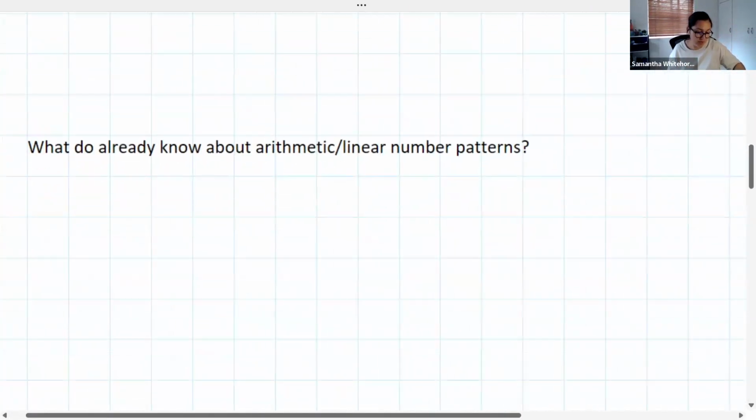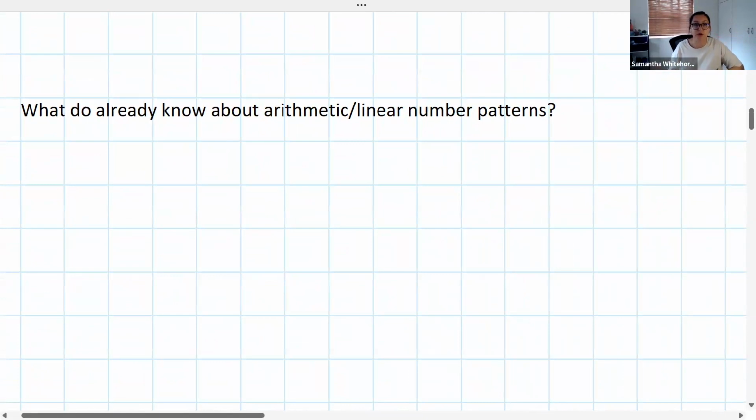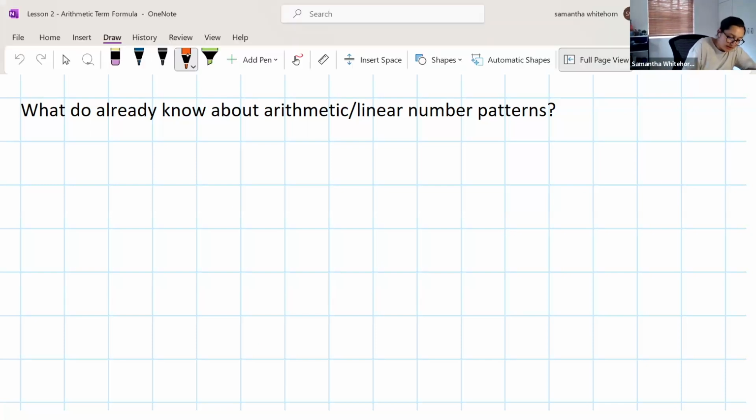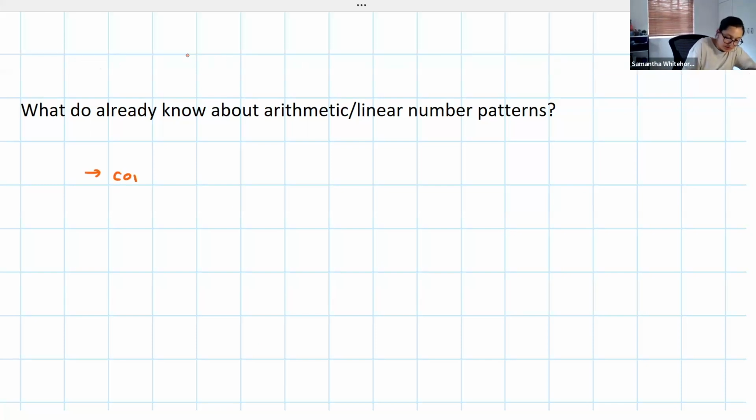Can anyone tell me anything about arithmetic or linear number patterns? Is there any information you know that defines them, that's unique to them? Nice, Josh. Excellent. Exactly, there is a constant first difference. If you just say constant difference, that's fine as well. Oh, and then I don't write first.